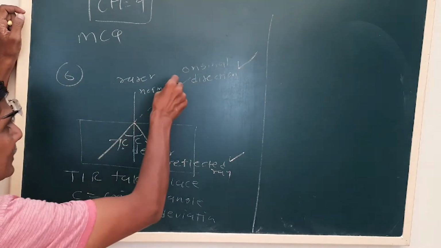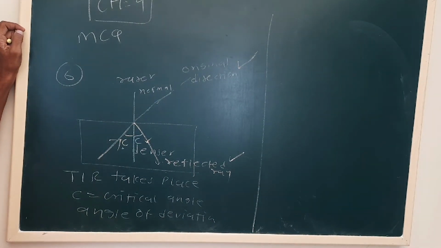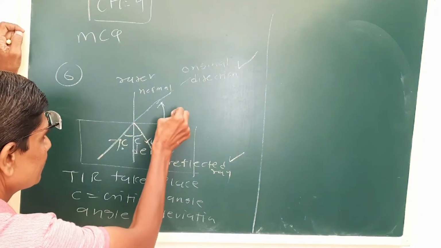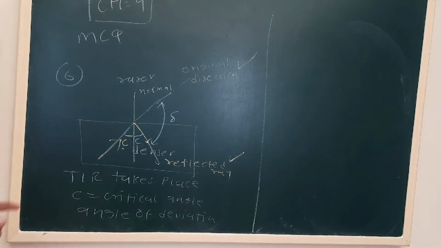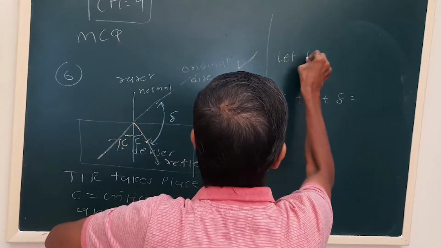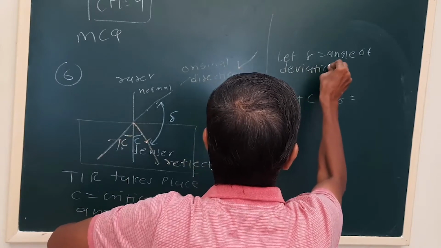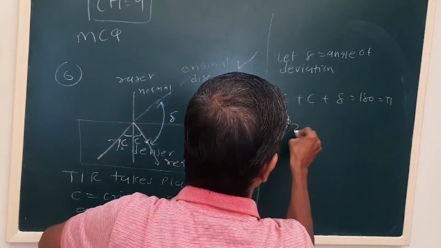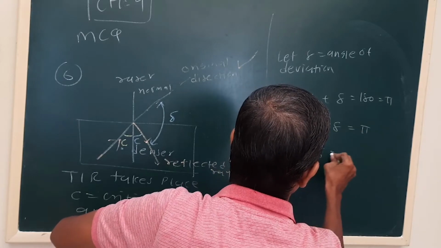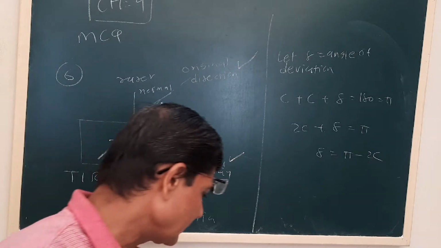Now this forms a linear pair. This line is a straight line, so the total angle will be 180. Now this angle will be the angle of deviation, delta. But what we can see from the diagram is that 2C plus delta makes a linear pair. The total angle is 180. So the angle of deviation we obtain is pi minus 2C. See, this will be our answer.